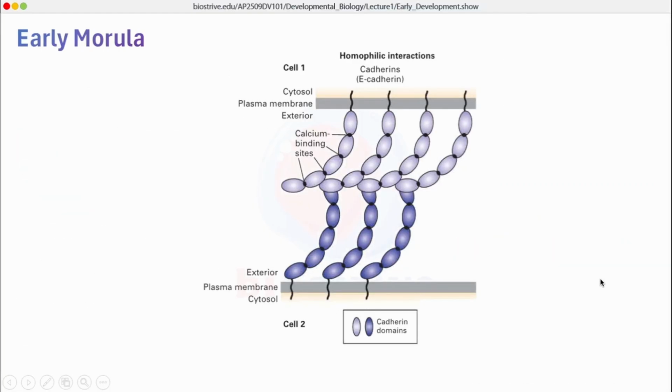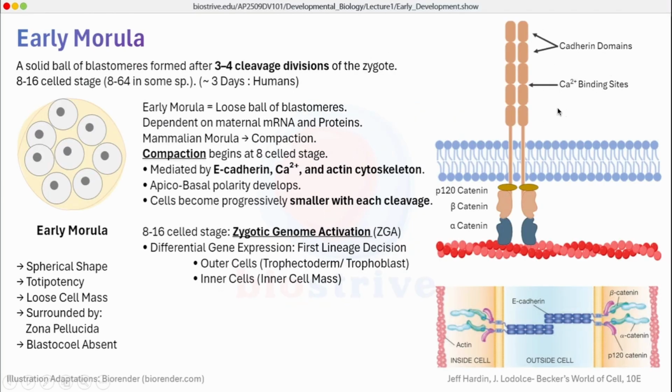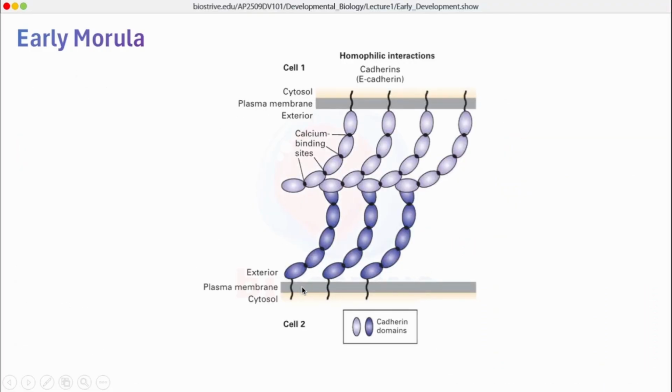In this figure, you can see that two cells are joined together by these cadherins, and these cadherins are calcium dependent. There are calcium binding sites. We talked about these calcium binding sites in this diagram as well. On the cytosolic domains, these are attached to the actin cytoskeleton by beta catenin and alpha catenin respectively, and the cadherins of two cells will interact to form tight junction like structures, and these cells become compact. That is the whole point of this process of compaction in this morula. The loose cell mass will become this tightly packed arranged structure.